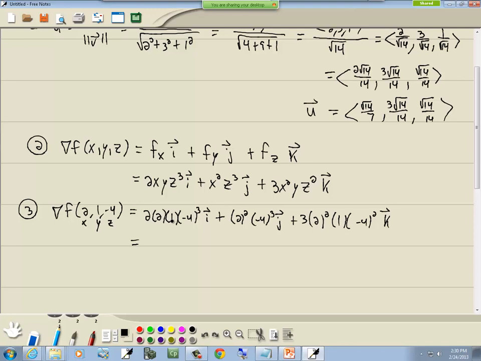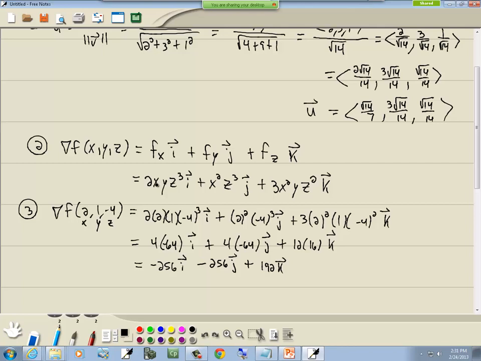2 times 2 is 4, times 1 is 4, times negative 64, i, plus 2 squared is 4, times negative 64, j, plus 2 squared is 4 times 3 is 12. 12 times 16, k. Negative 256 i. Negative 256 j. And where's my calculator? 12 times 16. 192. Okay.